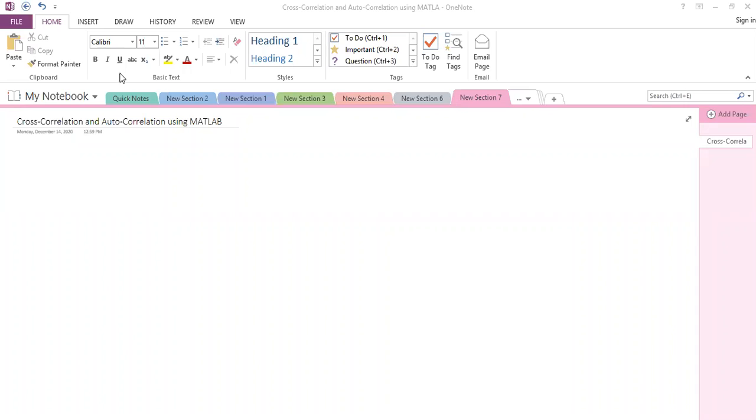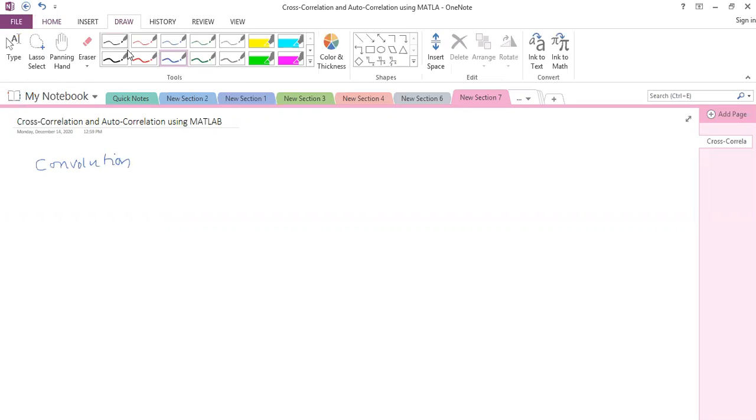Dear students, we'll discuss cross correlation and autocorrelation using MATLAB. Now, you have already studied what convolution is. Now, we will study what correlation is.